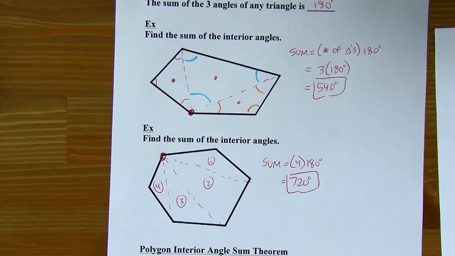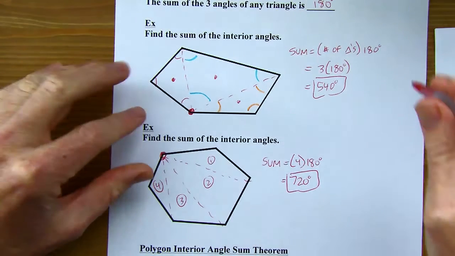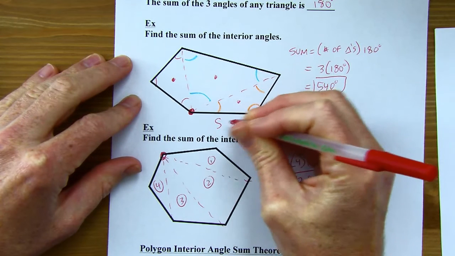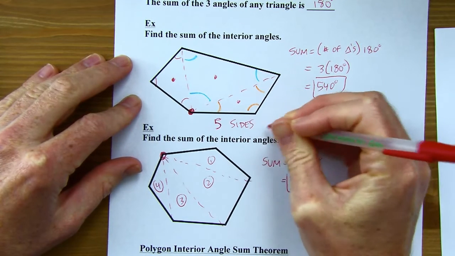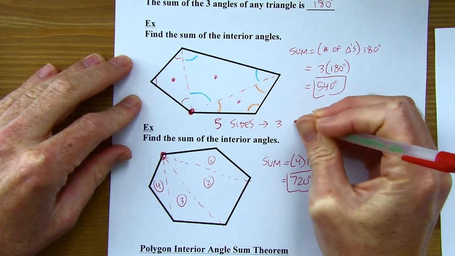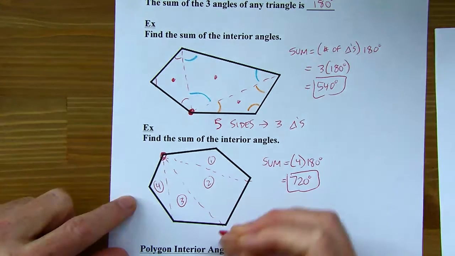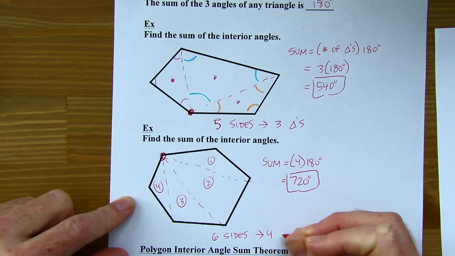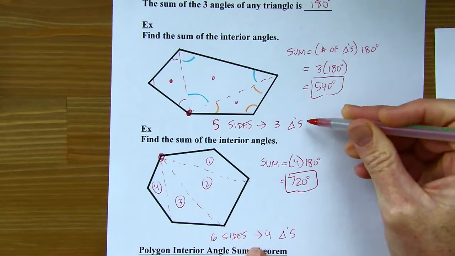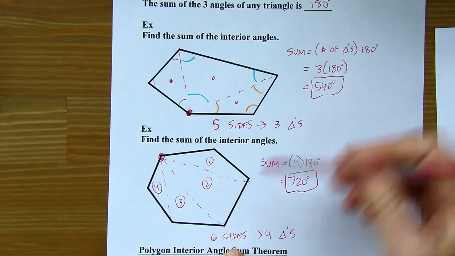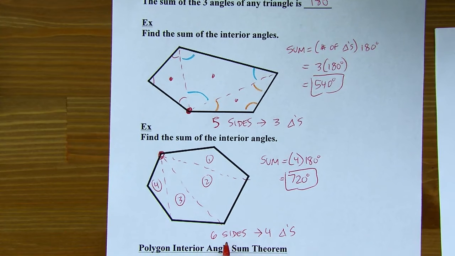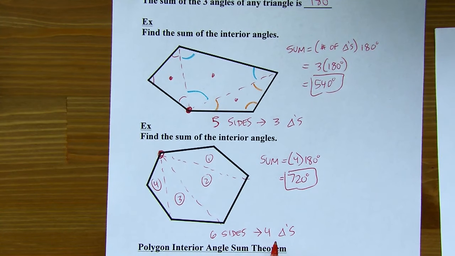So when I had, this one had 5 sides, right? It had 5 sides, and we ended up with 3 triangles. Okay, on this one we had 6 sides, and we ended up with 4 triangles. So wait a second, I'm seeing a pattern here, okay? I had 5 sides, 3 triangles, 6 sides, 4 triangles, so I'm guessing if it's going to be 7 sides, then it would have 5 triangles. And that pattern is going to hold true. So the number of sides, if you subtract 2 from that, that'll give you the amount of triangles, okay?